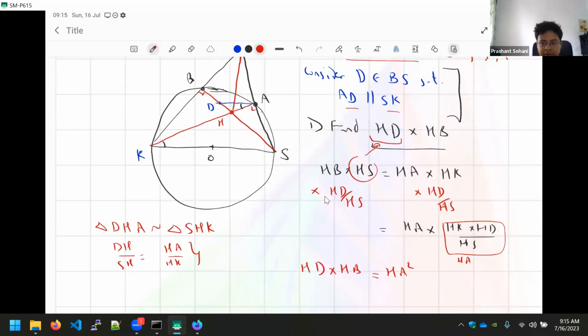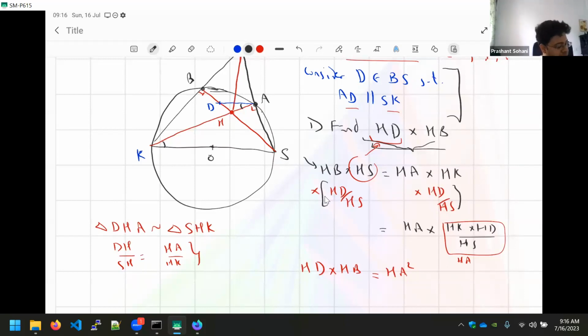Okay, is everybody with me? So again, take the time to understand this. It is a very small problem, but even that has some important techniques that we need to keep in mind, that we wanted to find HD into HB. So we first found something which is close to that, try to get as close to it as possible. So that was HB into HS. And then from that, what do we need to modify to get to what we want? So just multiply or divide by the suitable factor. And luckily, the problem was so designed that that factor was nicely turning out to be HA. So that is how everything worked out. So HD into HB is equal to HA square.